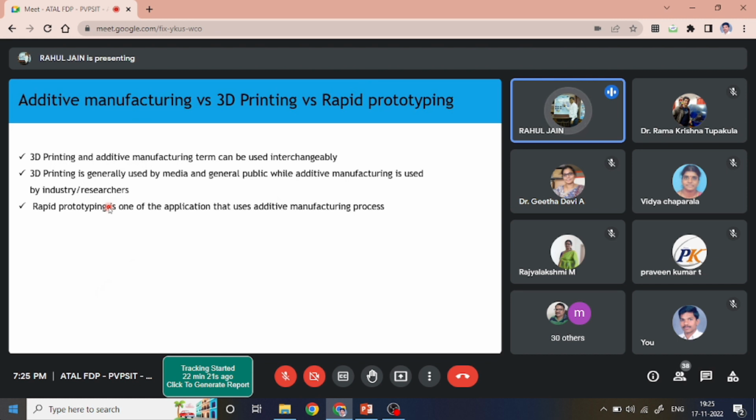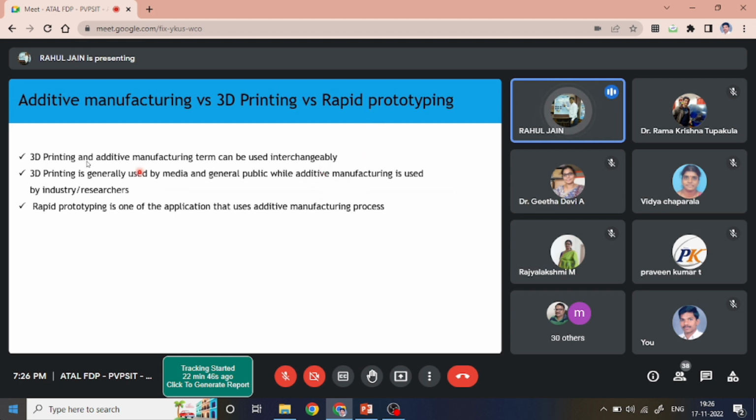3D printing is the word which is actually used by laymen, general public, media and all. They always talk about 3D printing because you are printing a three-dimensional object. But when you go to industry or when you talk about researchers, we generally don't use the word 3D printing. Instead, we use the word additive manufacturing because you're adding the material in order to manufacture it. That's why the word additive manufacturing, right?